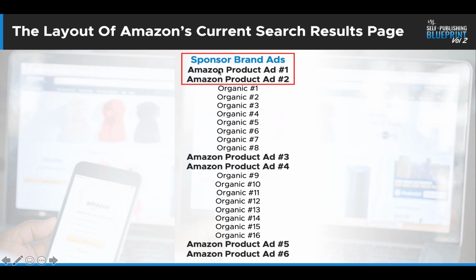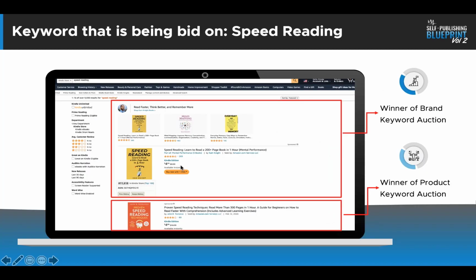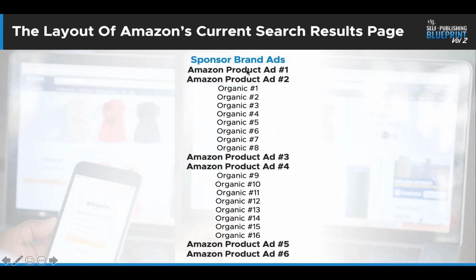For right now, we're going to be focusing though on the product ad, because sponsored brand ads, you have to have a number of different books. I believe it's a minimum of 2 or 3 books to have an ad in the brand keyword auction, or to win the brand keyword auction here. So we're just really going to be focused on these 2 for right now. There's going to be a separate lesson for sponsored brand ads.